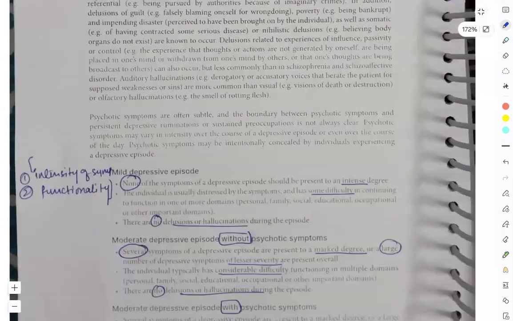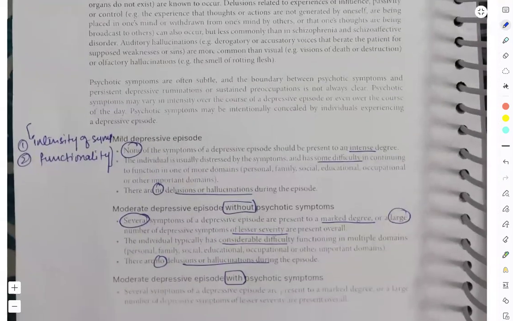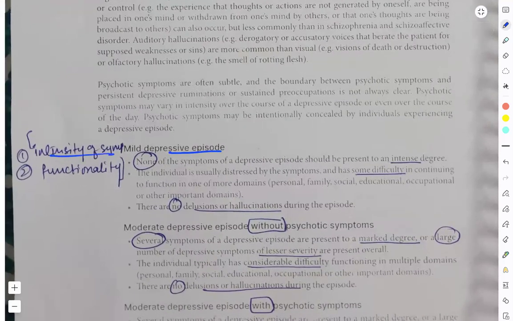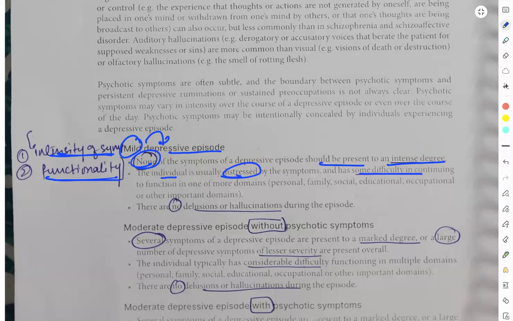You're completely right. ICD-11 describes these episodes according to the intensity of the symptoms and functionality of the patient. So, as you said, none of the symptoms in mild depressive episode would be at an intense degree. And the individual is usually distressed, with some difficulty in continuing function, but they're okay in one or more domains. One more thing, in mild depressive episode, there are no delusions or hallucinations.